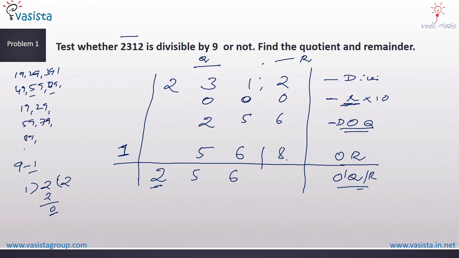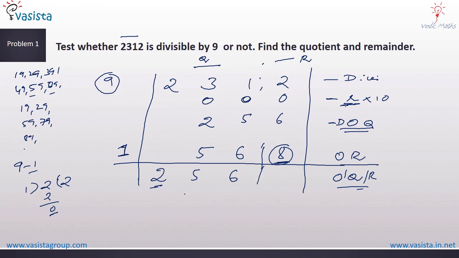You can stop here. Now this number I am going to compare with the actual divisor. The actual divisor is 9, and this 8 is less than 9. So that is going to be the remainder. If it is more than 9, then we can divide that particular number by 9 and we can get the quotient as well as the remainder.